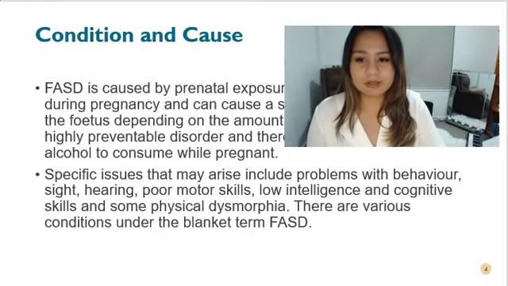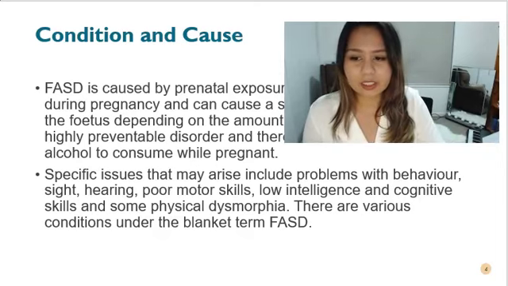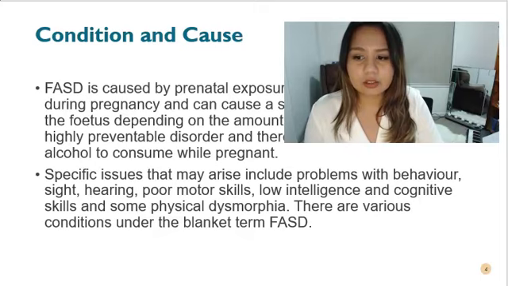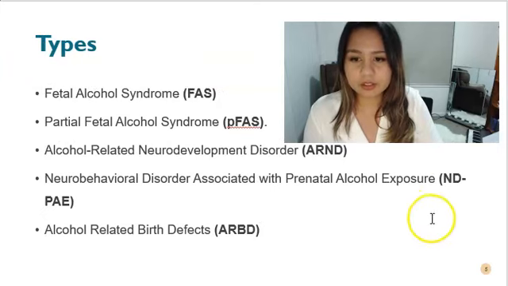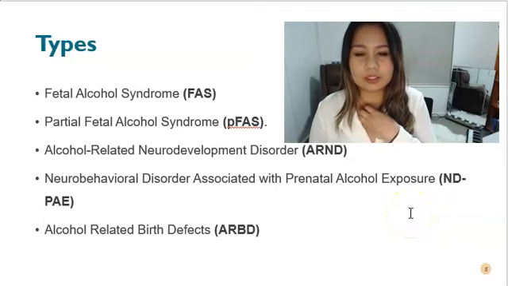The issues that may arise include problems with behavior, sight, hearing, poor motor skills, low intelligence and cognitive skills, and some physical dysmorphia. There are various conditions under the blanket term of FASD. Here are the types that I'll briefly go over. The most severe one you have is fetal alcohol syndrome.